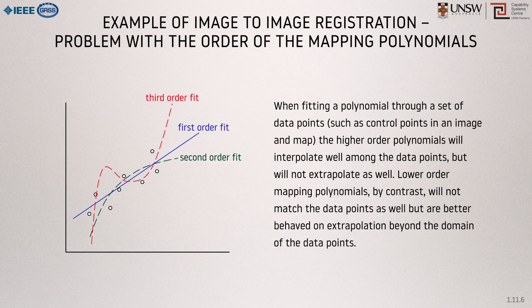Finally, the third order mapping polynomial can be made to fit the data points more closely than the other two, but it behaves quite erratically beyond the extent of the data. In other words, it does not extrapolate well. The general lesson we learn from this exercise in curve fitting is that low-order polynomials may not fit a set of data points as well as higher-order polynomials, but in general terms they will extrapolate better. In contrast, higher-order polynomials may match the available data better, but will extrapolate poorly.